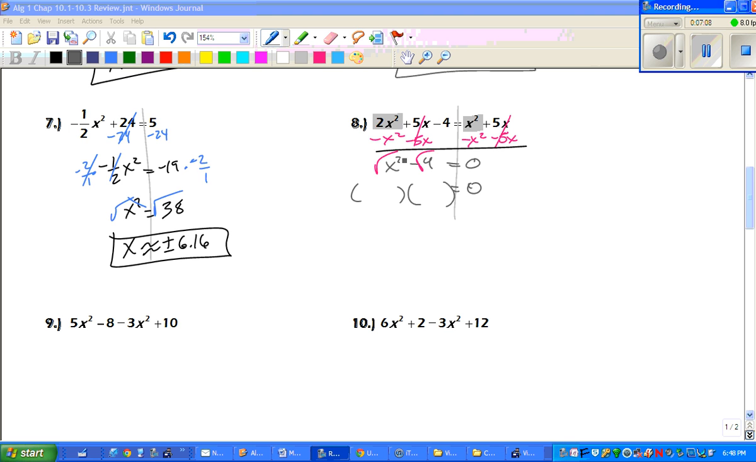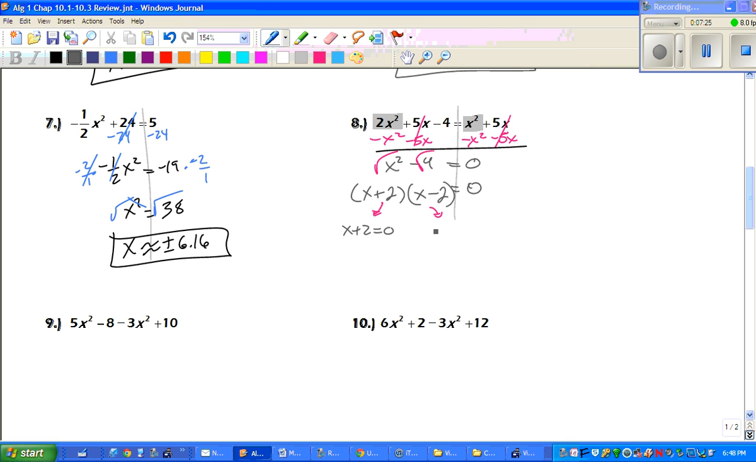Okay, and now the square root of x squared is x and x. One's positive, one's negative, and the square root of 4 is 2. Anything with an x, we're going to set equal to 0. So x plus 2 equals 0, and x minus 2 equals 0. And when you solve those, you get plus or minus 2.